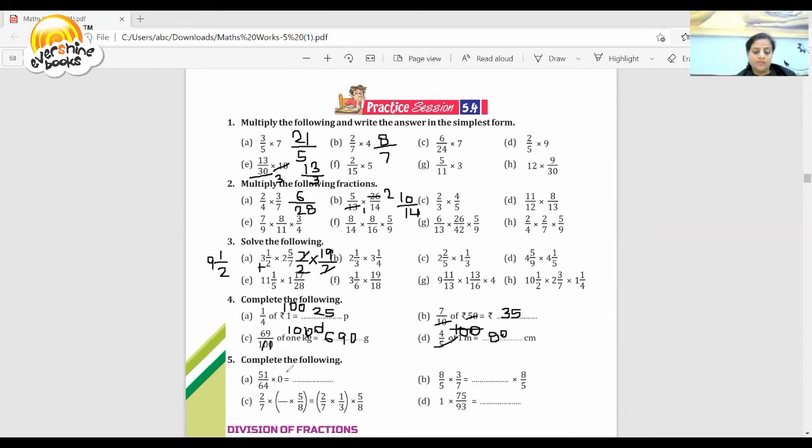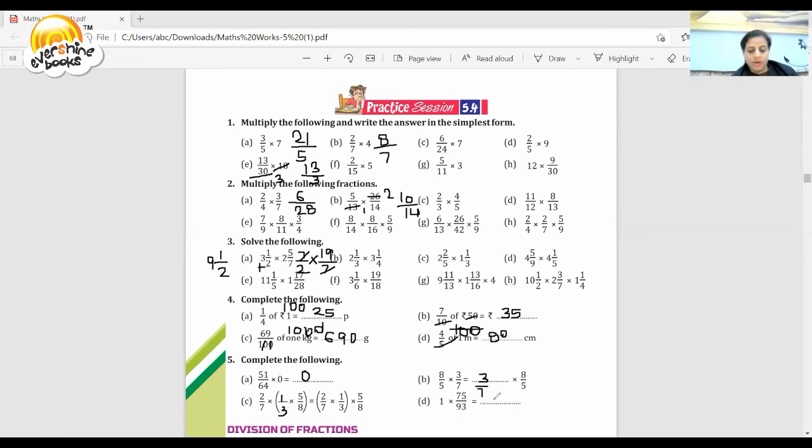Now complete the following. If it is 0, just put 0. If 8 upon 5 is there but 3 upon 7 is not there, so you will write 3 upon 7. Here 2 upon 7 is there, 2 upon 7 is there. After equal and before equal you have to see 1 upon 3 is not there, so you will write 1 upon 3 here.